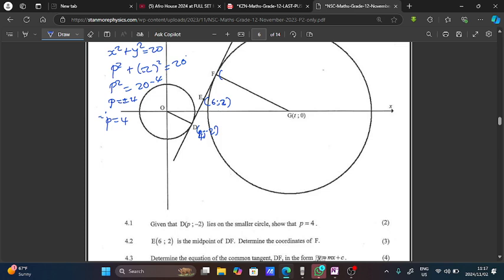What are you getting? 8 and 6. Okay. Next question. Determine the equation of the common tangent, DF, in the form y equals to mx plus c. What is the equation of DF here? That one is simple. We have all the coordinates, so the equation of the tangent is supposed to be simple.